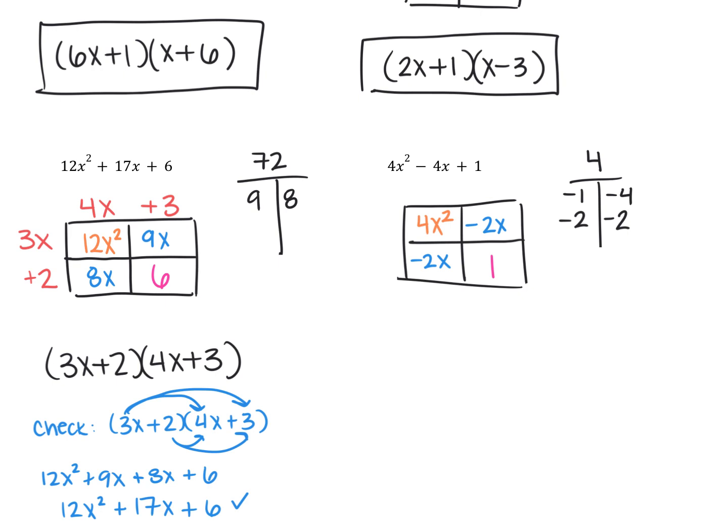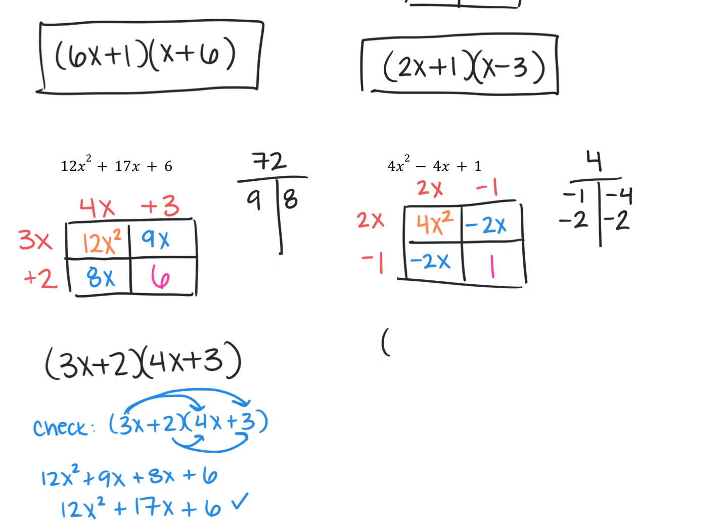So 4x squared and -2x have a GCF of 2x. -2x and 1: whatever the sign is of your x term, when you're looking at the row or the column that contains your x term and your constant, you have to take the sign of the x term. So -2x and 1 are actually going to have a GCF of -1. 4x squared and -2x have a GCF of 2x, and -2x and 1 have a GCF of -1.